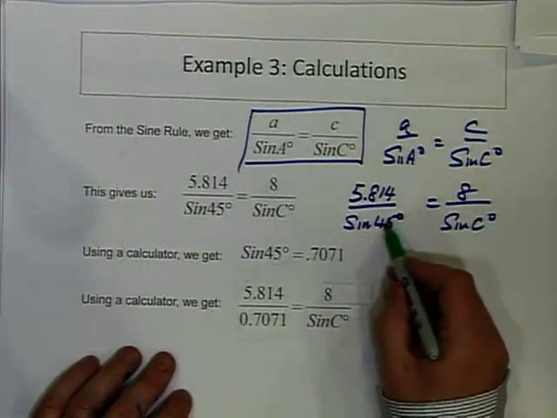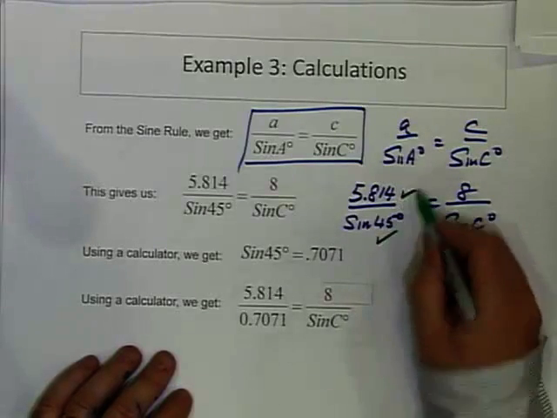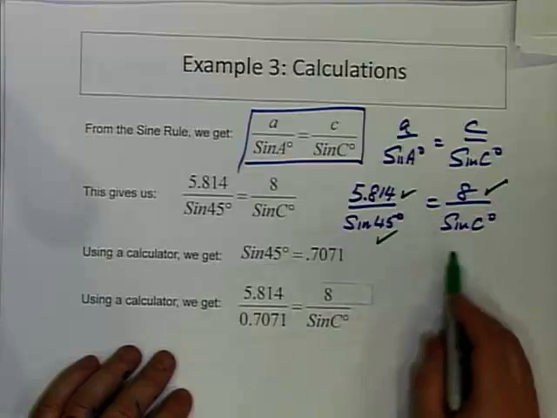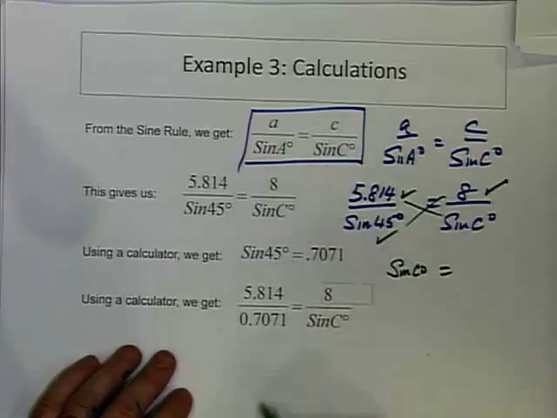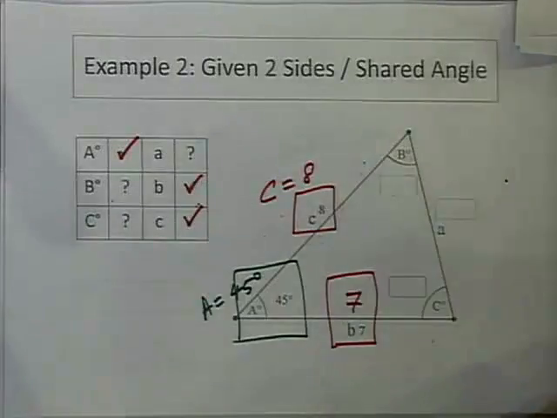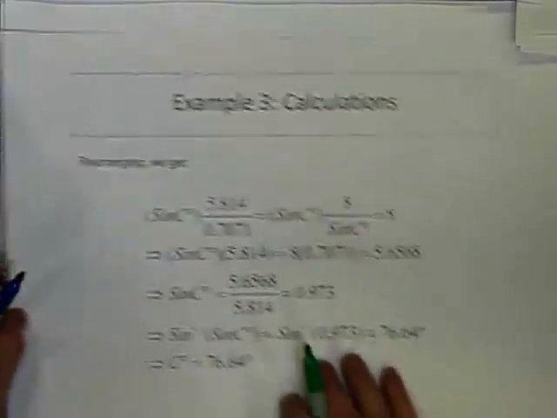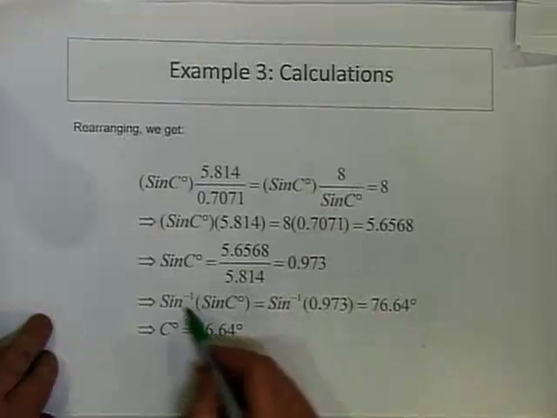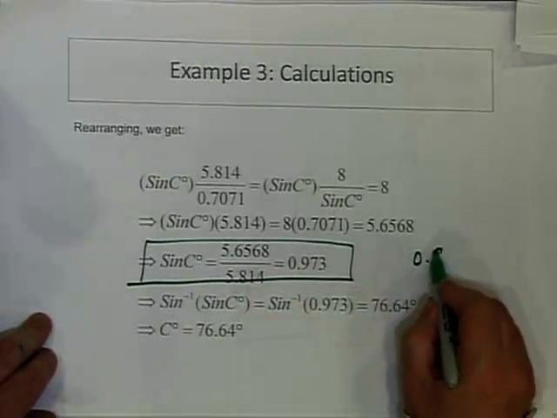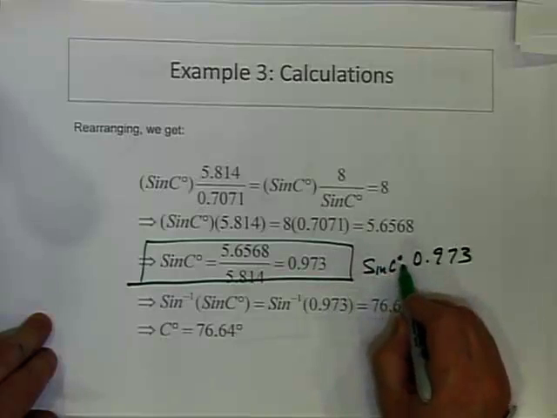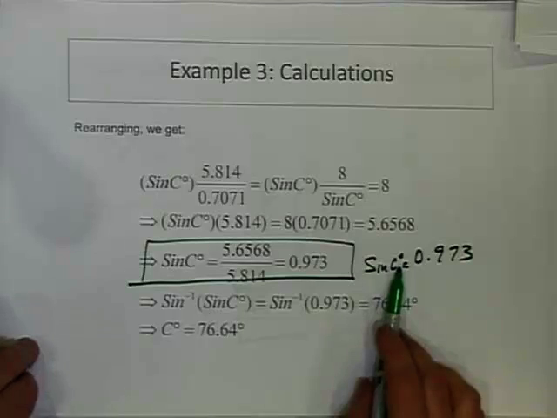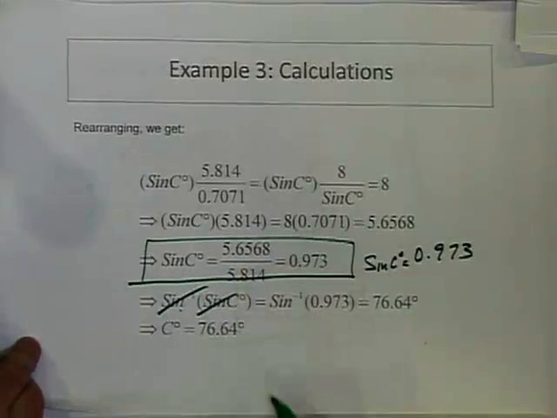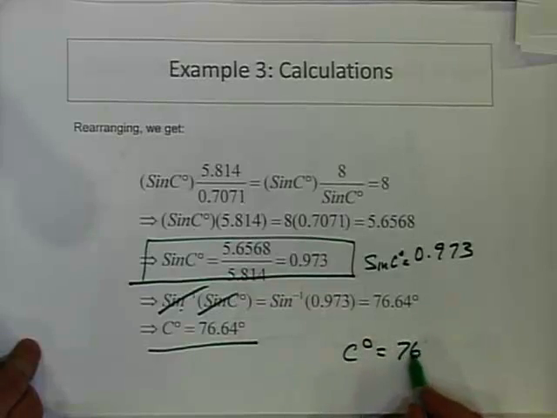Sine 45 is a number. That's just like a calculator. That's a number. That's a number. So I can work out the ratio. I can say that sine C, if I wanted, taking it up this side, crisscross or whatever, and I can find out through crisscrossing it, by rearranging it, multiplying sine C up and all that sort of stuff, that sine C turns out to be 0.973. But what am I interested in? Sine C or C? I'm interested in the angle, haven't I? How do you get rid of a sine? Inverse sine. So C is 76.64.